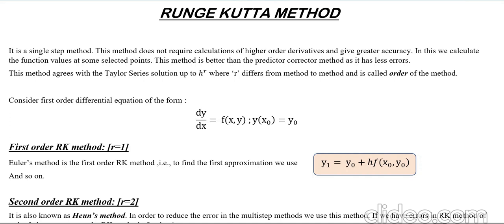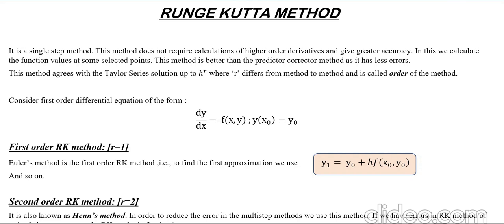This method agrees with the Taylor series solution up to h raised to the power r, where r differs from method to method and is called the order of the method. So, Runge Kutta method, popularly known as RK method, is of different orders: first order, second order, third order, and fourth order. So, when r is equal to 1, we are talking about the first order RK method. If we have r is equal to 2, we are talking about the second order RK method, and so on.